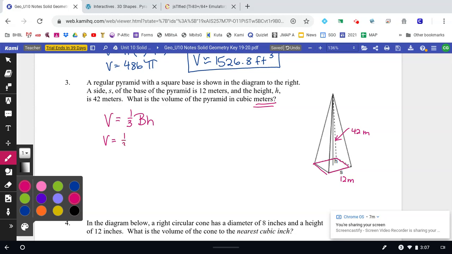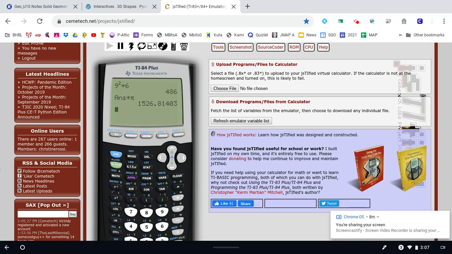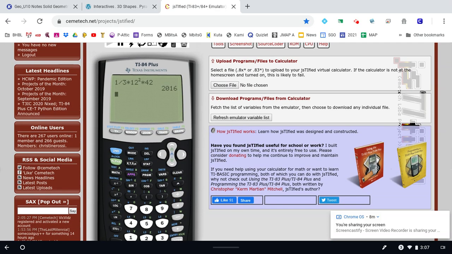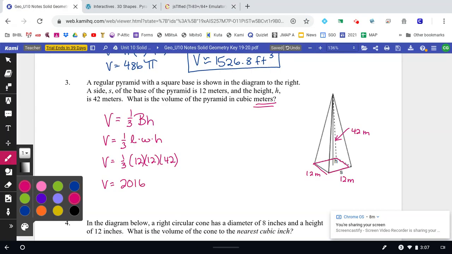Now, I have a length and a width, so that's also 12 meters. So length times width times height. So 1/3 times 12 times 12 times 42. So 1/3 times 12, we had 2 of those, and then times 42, so 2016. So 2016 in my unit meters cubed.